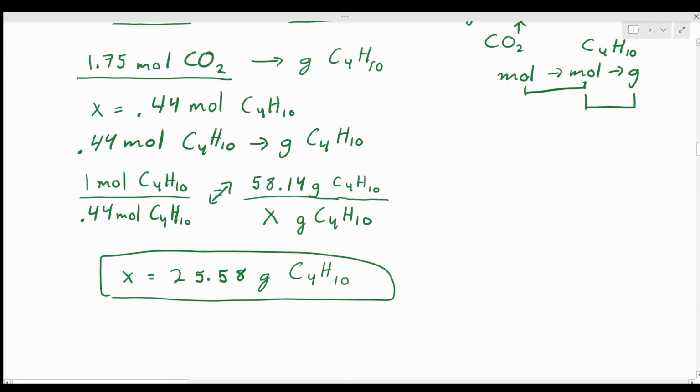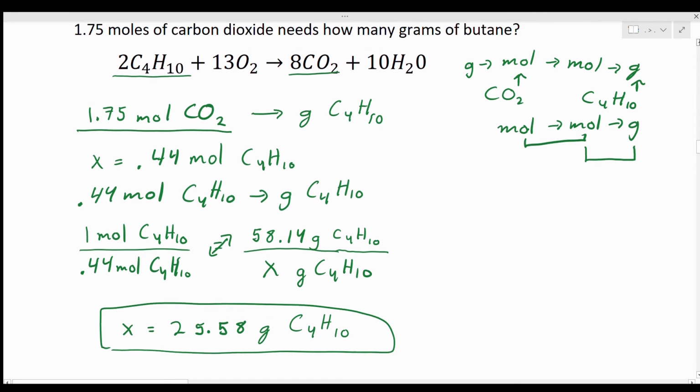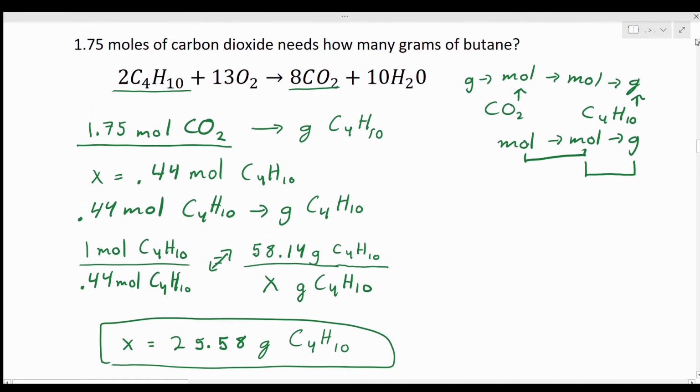In conclusion, we have that 25.58 grams of butane is needed to make 1.75 moles of carbon dioxide.